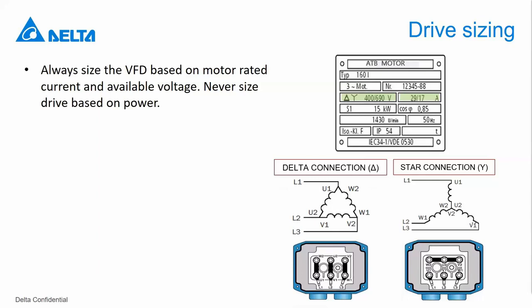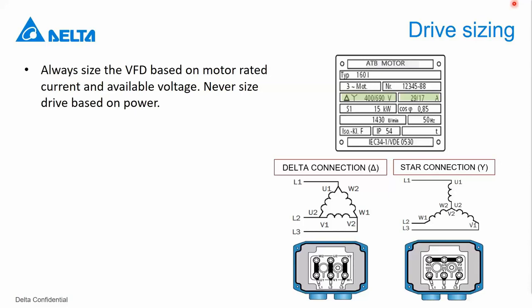And most motors can be connected either in delta connection or in star connection. So most motors can be run on two different voltages. So for smaller power motors, the delta connection will mean that the motor can run at 200 volt or 230 volt, and in star connection, in Y connection, is 400 volt. For higher power motors, the delta connection is 400 volt and the star connection is 690 volt.